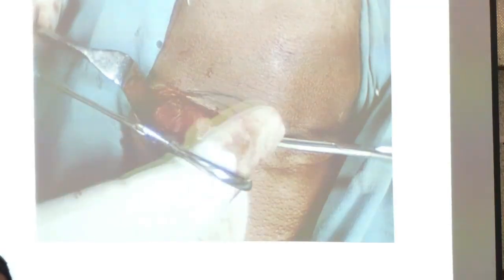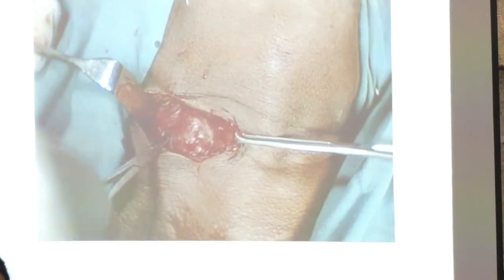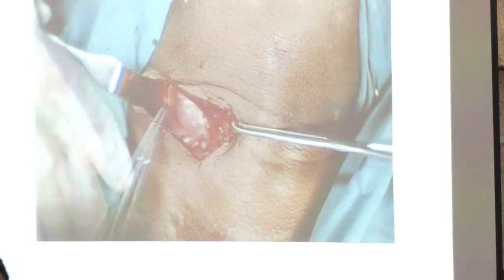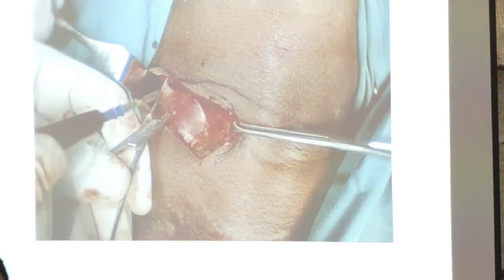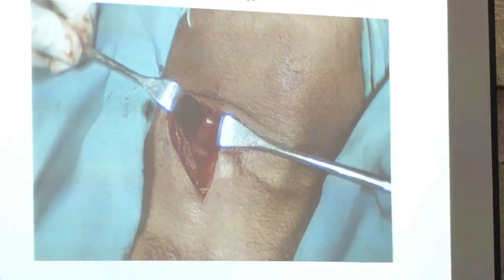After the buccopharyngeal fascia was incised, in the retropharyngeal space we could not identify any pus, and so the prevertebral fascia was also incised, and then after incising the prevertebral fascia we identified pus in the prevertebral space.